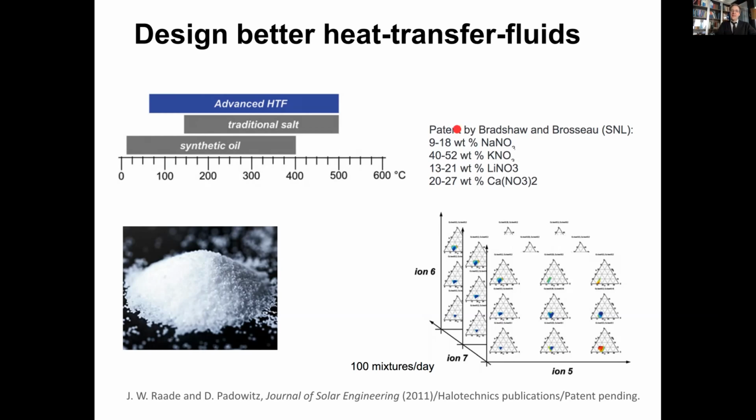This was the best possible heat transfer fluid on the market in these 4 components. Right? So you had basically a 4-dimensional optimization problem with these 4 guys. Now, at the time we were working on this, a new patent was proposed going up to 7 components by these guys, Rade and Badowitz. You can look it up in the Journal of Solar Engineering.